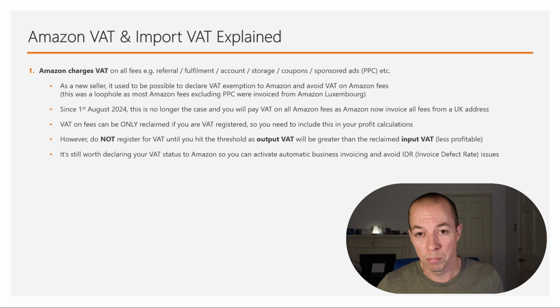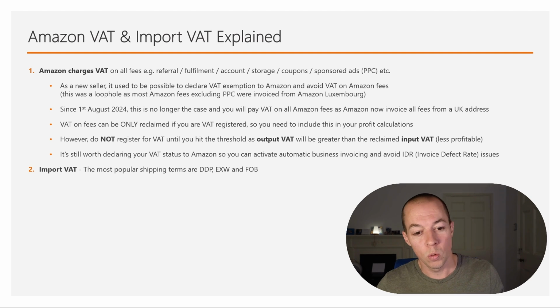Now, we may not be able to be exempt from paying Amazon VAT fees any longer, but we still need to tell Amazon that we're not required to be VAT registered so that we can activate automatic business invoicing. So Amazon have a requirement that anytime you receive an order from a business customer, you have to provide an invoice within 24 hours. Now, you don't want to be doing that manually, so you need to activate automatic business invoicing. And the only way you can do that is by declaring your VAT status first. And on the next slide, I've got a template that you guys can use to contact Amazon. And then once they've agreed your VAT status, you'll be able to opt in to automatic business invoicing. And then you'll be able to avoid any issues with your invoice defect rate.